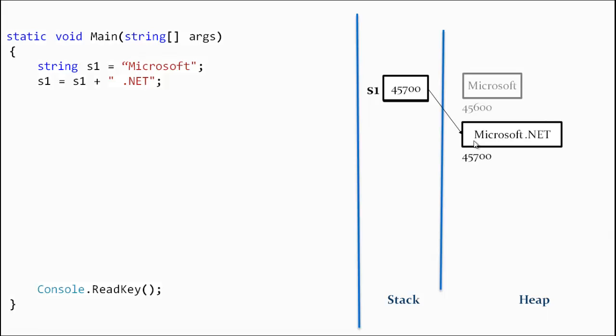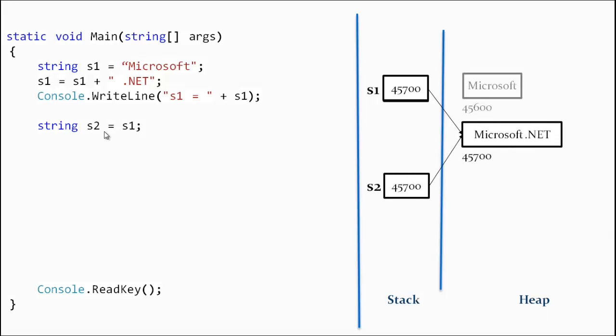What is the advantage of this behavior? Why are strings designed that way? To understand this, let us see another example. Here, if I assign S2 equal to S1, obviously strings are reference types, so it will copy this reference and S2 will start pointing to the same string object.